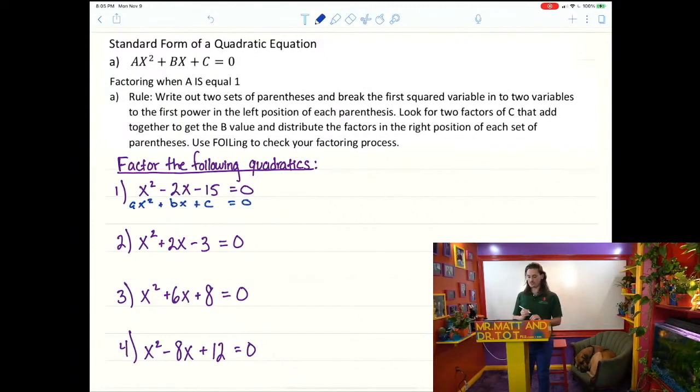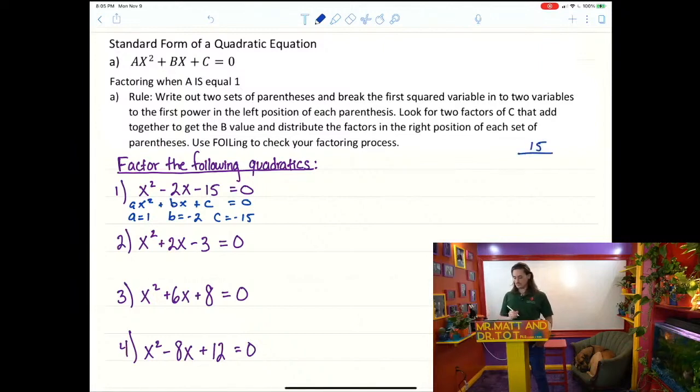If we just compare this given quadratic equation to the standard form, we can see that a is equal to 1, b is equal to negative 2, and c is equal to negative 15. In factoring here, I'm looking for two factors of 15 that add together to get negative 2.